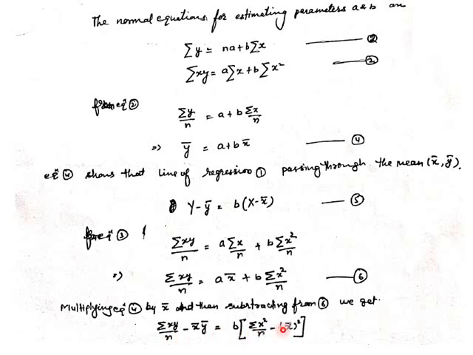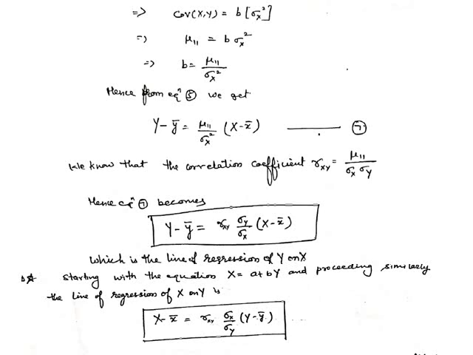Students, if you read the last equation of this page carefully, the left side, summation xy by n minus x bar y bar, is the calculation for the covariance of x and y, as we discussed in the video on correlation. And the right side, summation x square by n minus x bar square, is the notation used for the variance of x. Now, we get covariance of xy equals b into this, and for simplification we write mu 1 in place of covariance. Hence, b equals mu 1 by sigma x square.